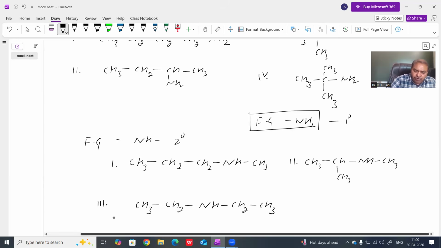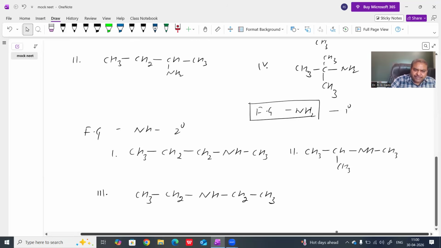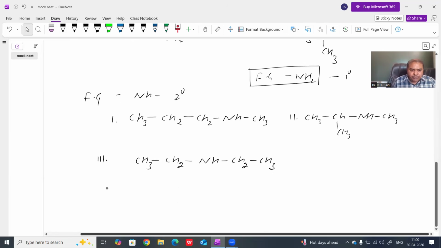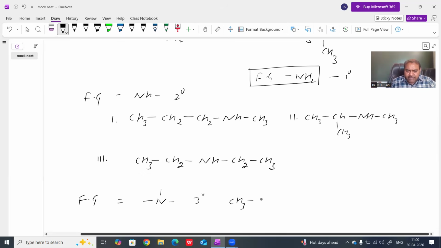And then we also write a tertiary amine. In case of tertiary amine, the functional group is N, and all 3 valencies are satisfied by carbon, or we can say alkyl groups. Only one structure of tertiary amine is possible of this formula. Therefore, one is tertiary amine.